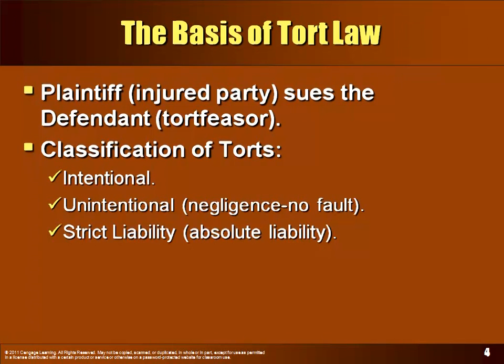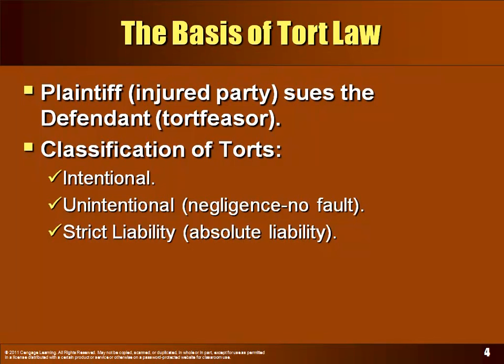All right, so the idea is that there's a plaintiff, the person who's claiming that they're injured, complaining to the court, and the defendant, who I think just has the coolest title ever, tortfeasor. I want a license plate that says tortfeasor.